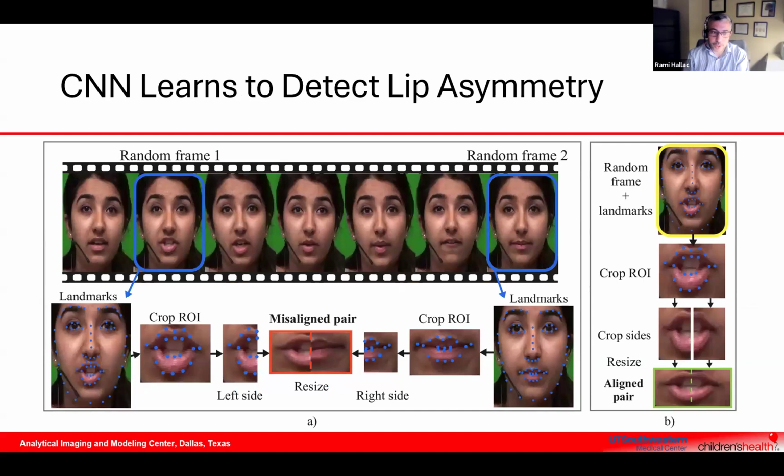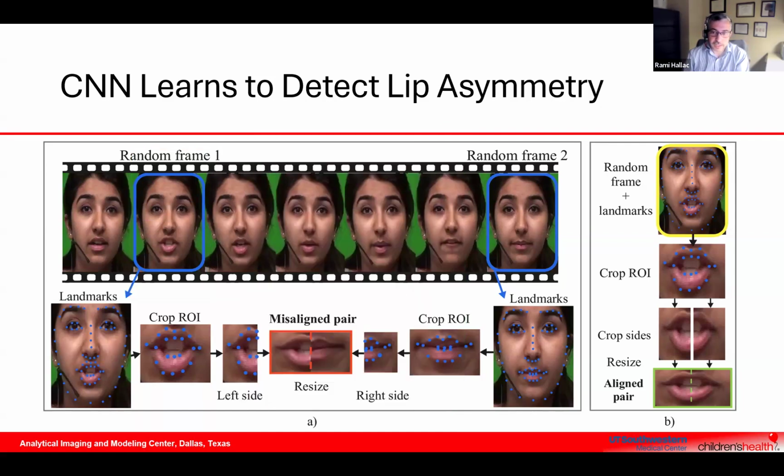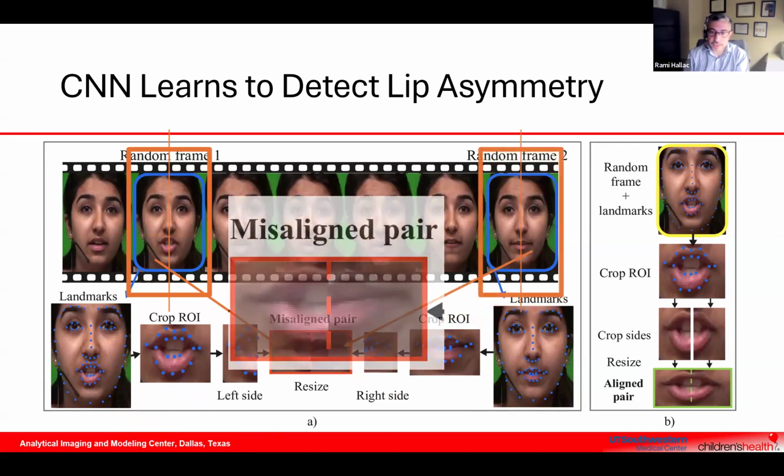So we got creative. We used public videos of people without cleft lips, like clips of people speaking, to build synthetic training data. We created two types of lip image pairs. Aligned pairs, where both sides of the face come from the same frame and show natural symmetry, and misaligned pairs, where we combined the right side of the lip from one frame with the left side from a different frame of the same person. This misalignment, like mixing talking and resting frames, gave us examples that mimicked asymmetry.